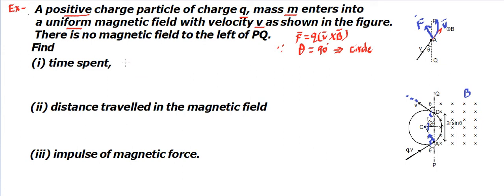so we can solve like this. Since we know the time period is given by 2 pi m upon qB, that's the formula, and we are looking for the time spent. So we will say how much time it is going to spend. So t is the total time.